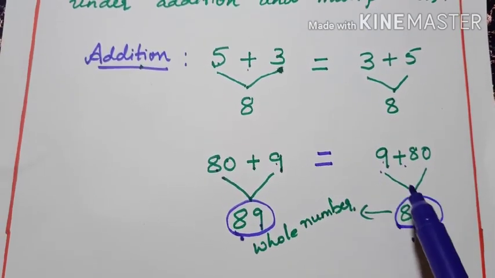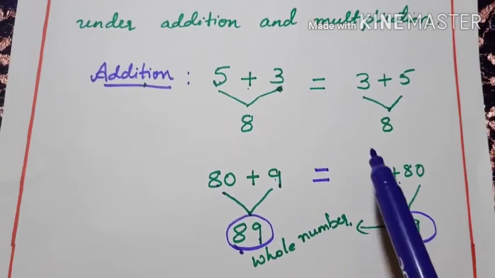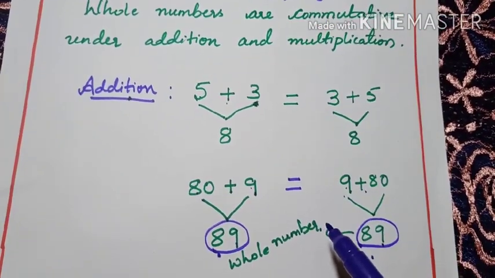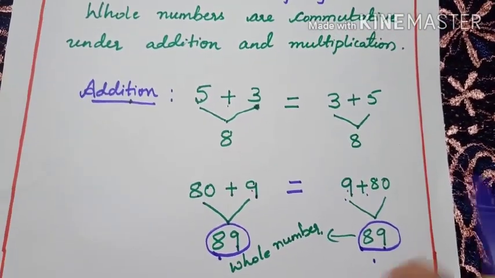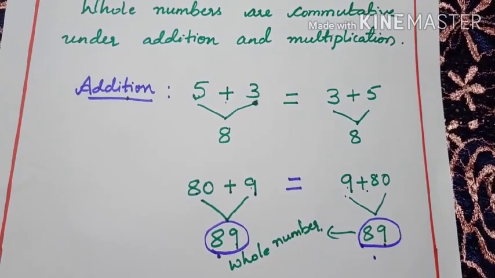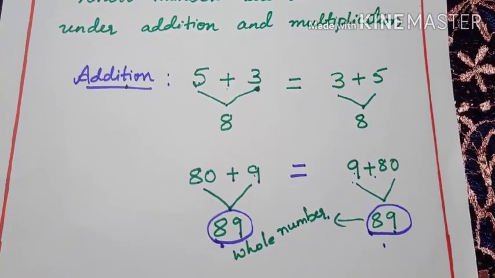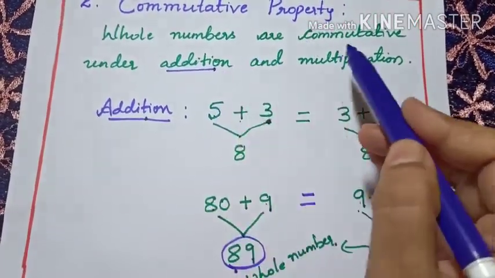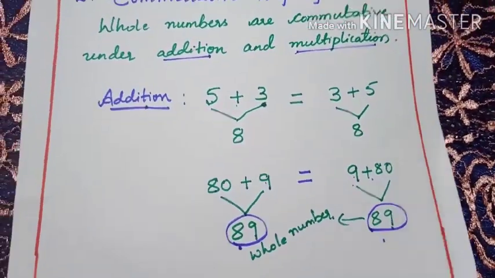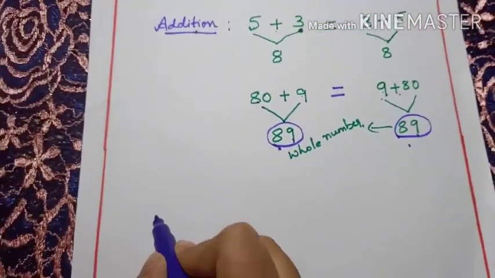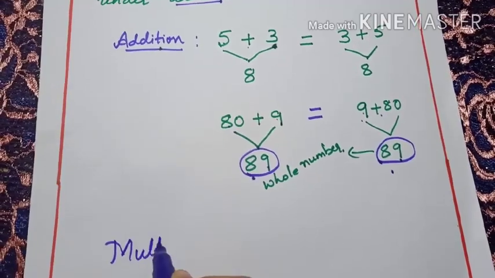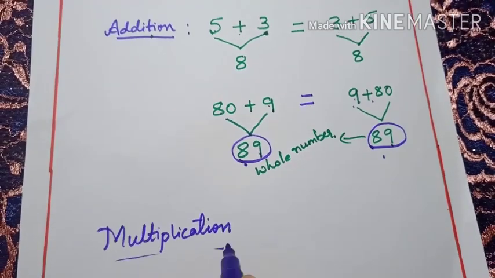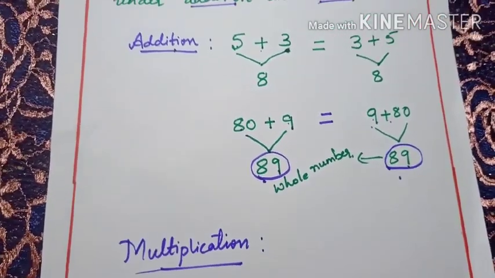So this indicates that the commutative property is satisfied under addition. So under addition, let us see with the multiplication. Okay, let us see under multiplication.